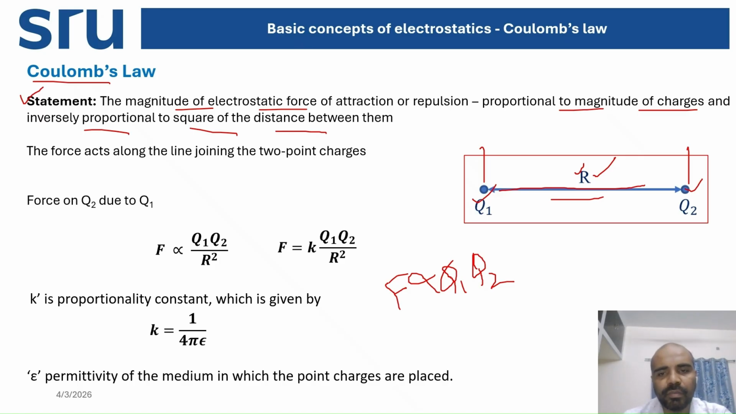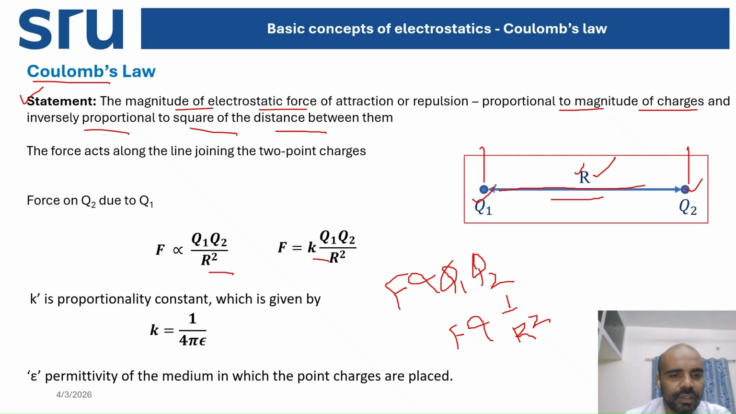So the magnitude of the force F is inversely proportional to the square of the distance between these two point charges. So F varies as 1 by R square. So together we can write F is proportional to Q1 Q2 by R square. So we need a proportionality constant. So F equal to K Q1 Q2 by R square.